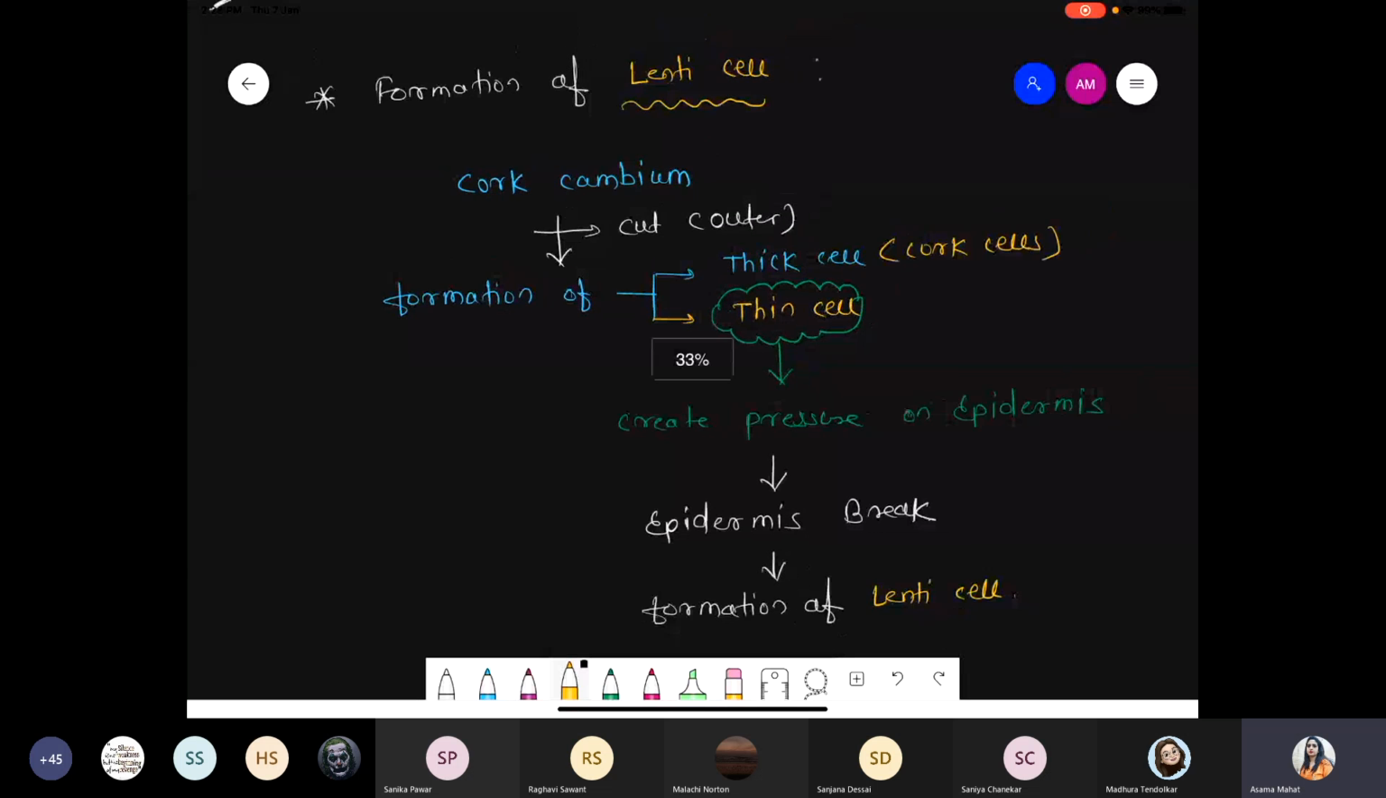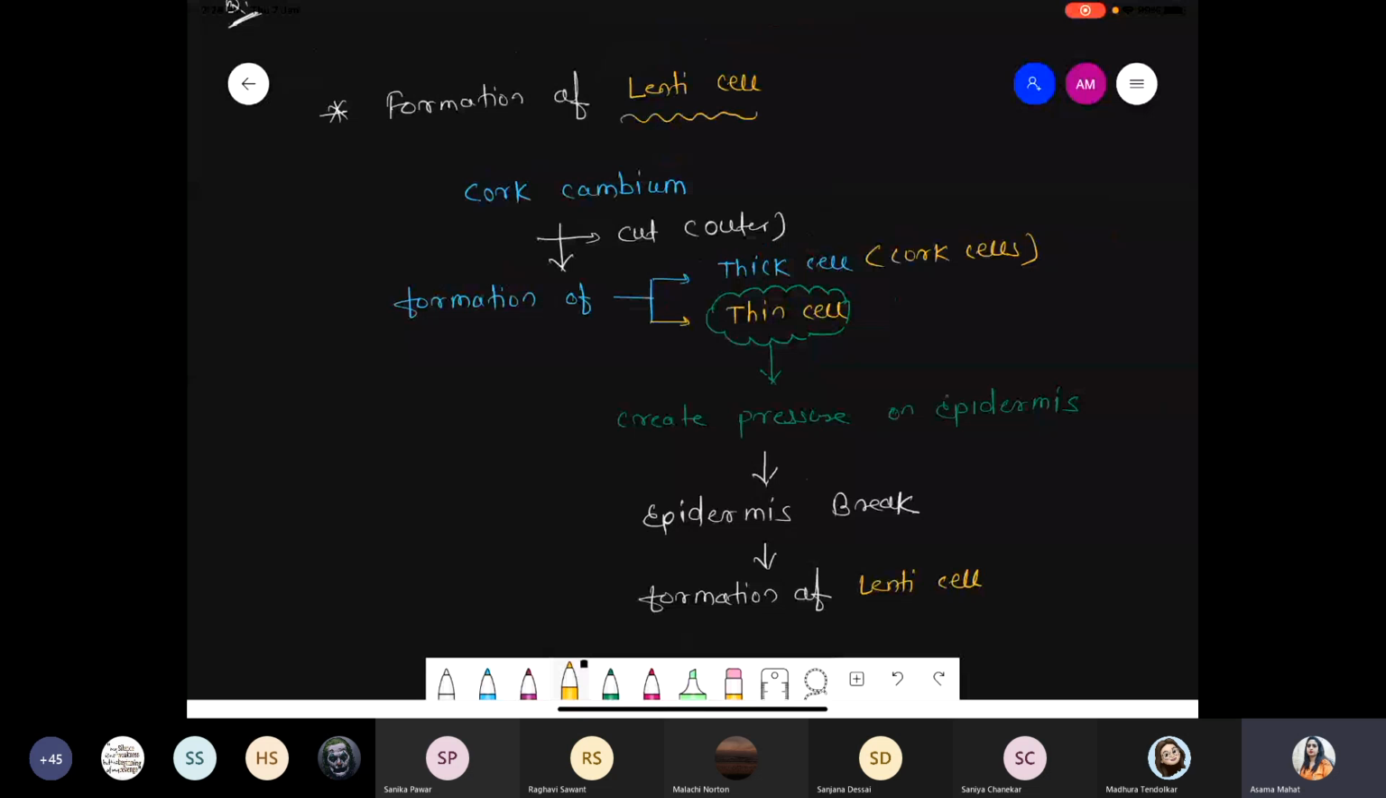So just check what the condition is. We start from the cork cambium. Cork cambium cuts toward the outer side. Some thick cells will be formed, some thin cells will be formed. Thick cells are simply the cork cells, there is no problem there. But now what happened? Some thin cells, which are obviously living cells, exert pressure on the epidermis.